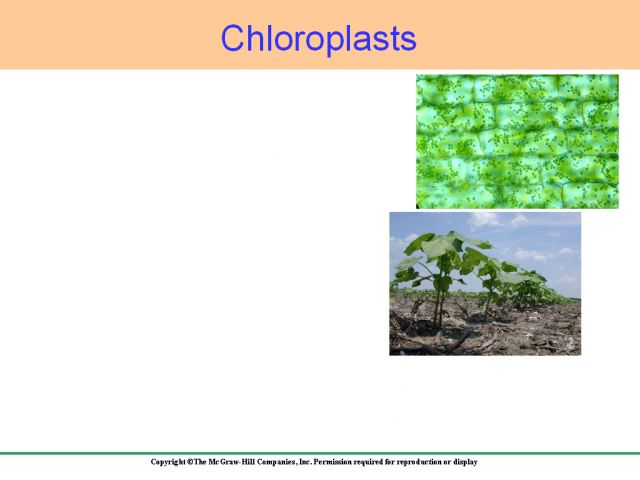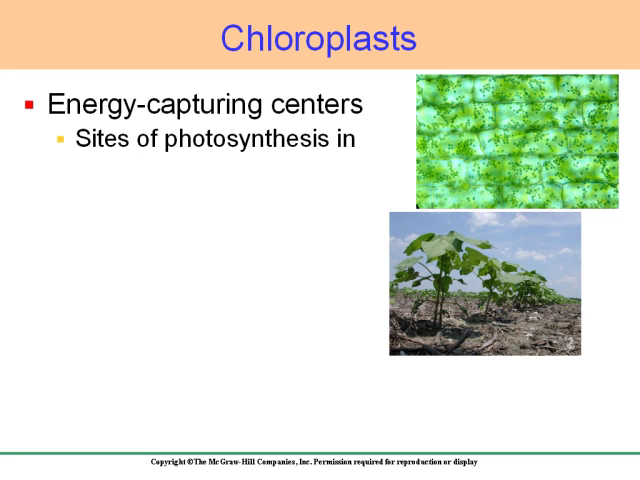Next, we have our chloroplasts. The chloroplasts are the energy capturing centers of the cell. While the mitochondria make the energy, they actually make ATP, chloroplasts ultimately capture energy from the sun in the process of photosynthesis. This is performed by plants and by algae.